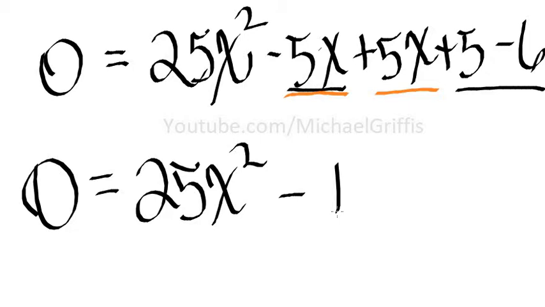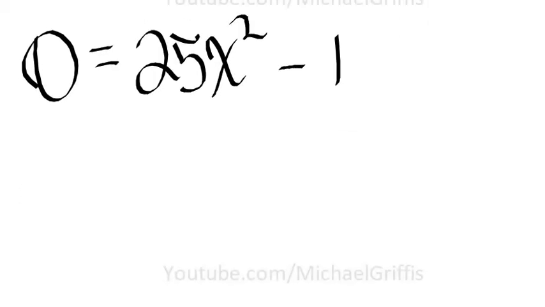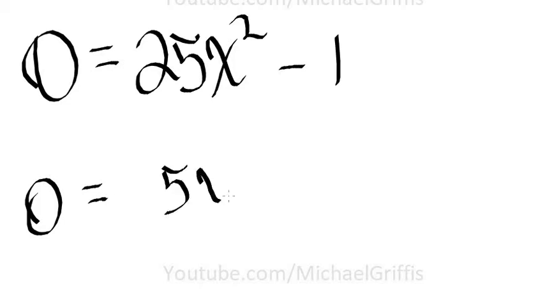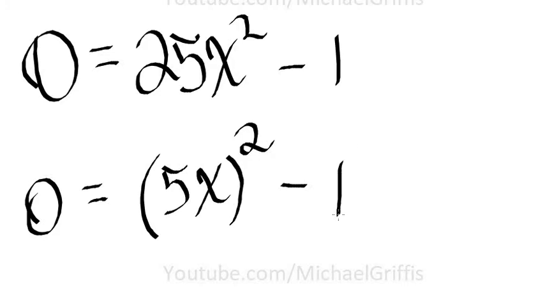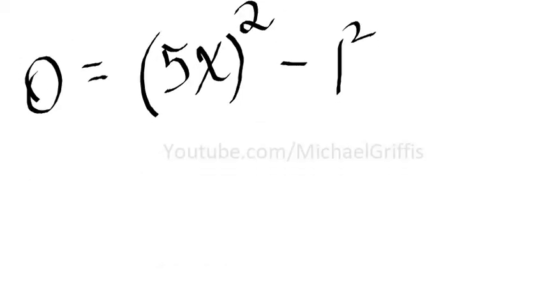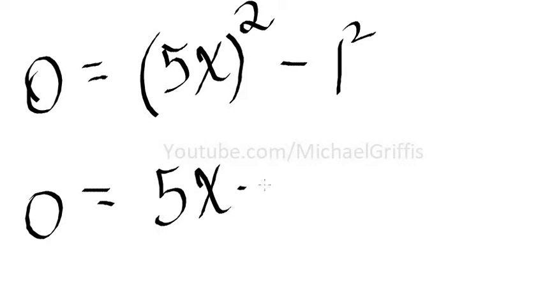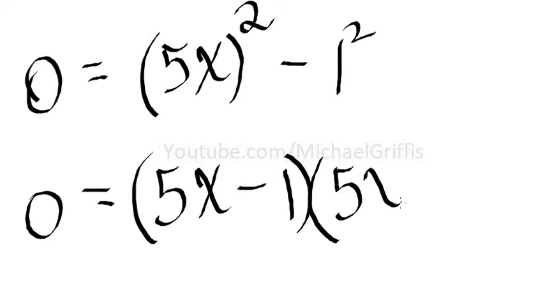Now this should look familiar. This is the difference of two squares. I'm going to rewrite this as 5x, in the section on binomial expressions where we factored this, 25x squared minus 1. I'm sure we probably did. Okay, so this was the difference of two squares, which can be rewritten as 5x minus 1 times 5x plus 1.